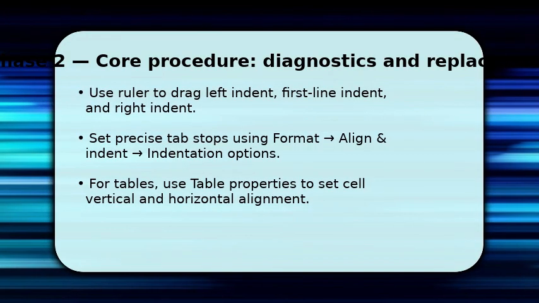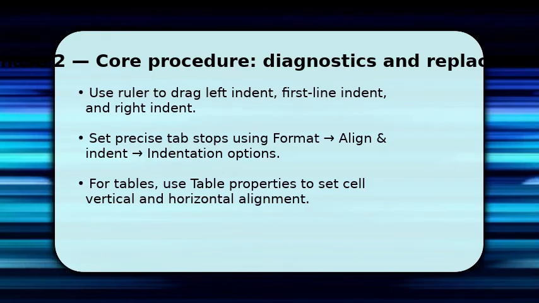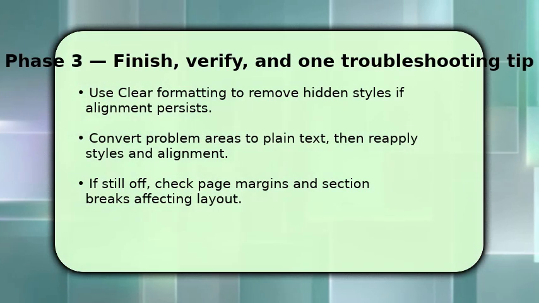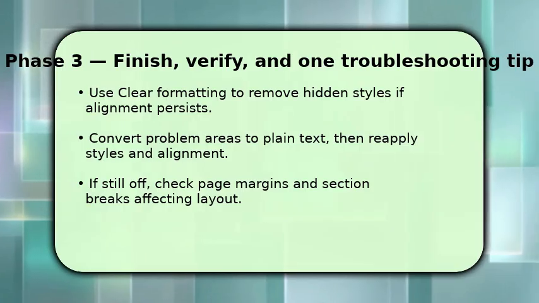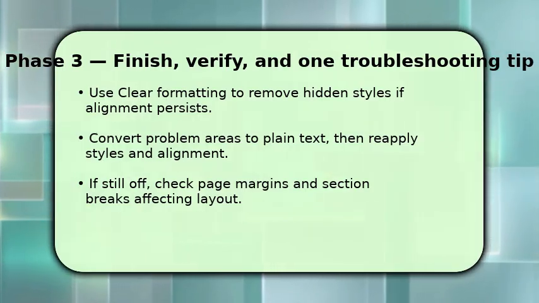For tables, open Table Properties to set cell padding and vertical alignment so text sits where you expect it. Now finalize by applying the chosen alignment consistently. Select styles or use the toolbar icons again to confirm.